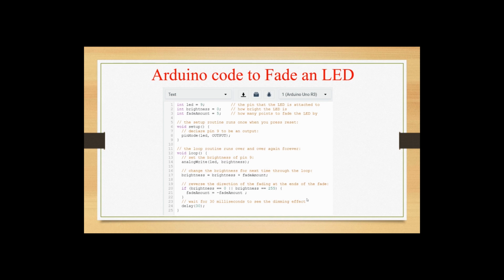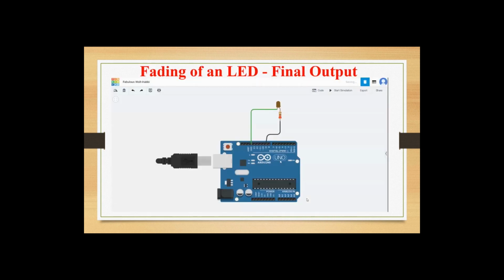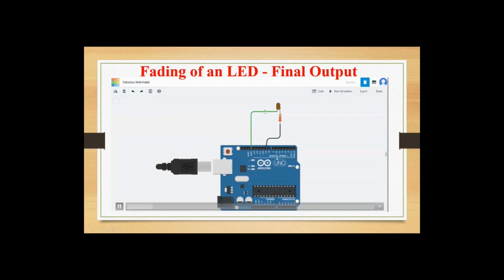This is the code we are going to use in a hands-on session to fade an LED in Tinkercad. Before doing the hands-on session, I would like to show you the final output, what we are going to achieve. Let's watch this final output. This is the Tinkercad simulator, an online simulator, and this is how I built a circuit. This is the LED. When I start the simulation, you can see this LED is fading, which means it slowly increases its brightness and decreases its brightness from highest to lowest at the same rate.